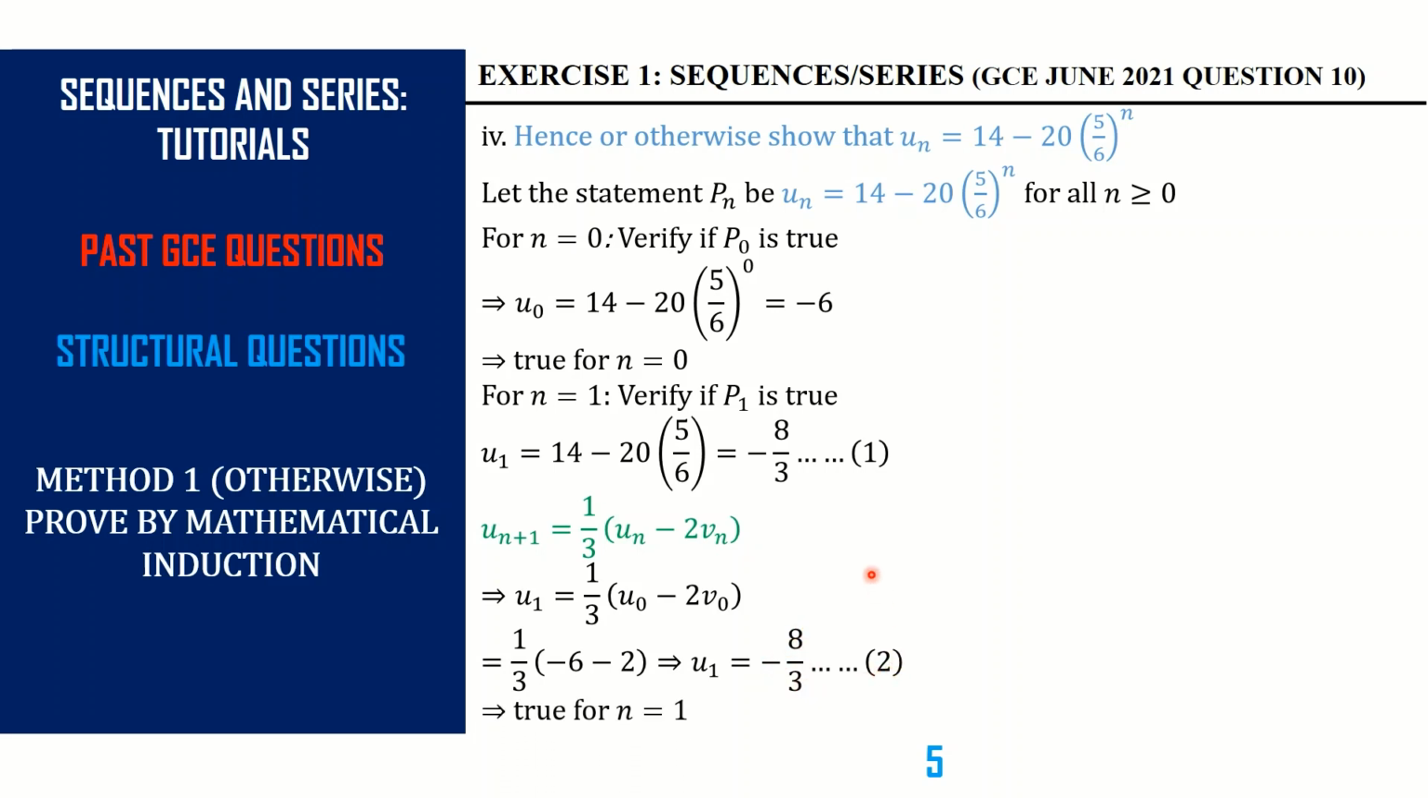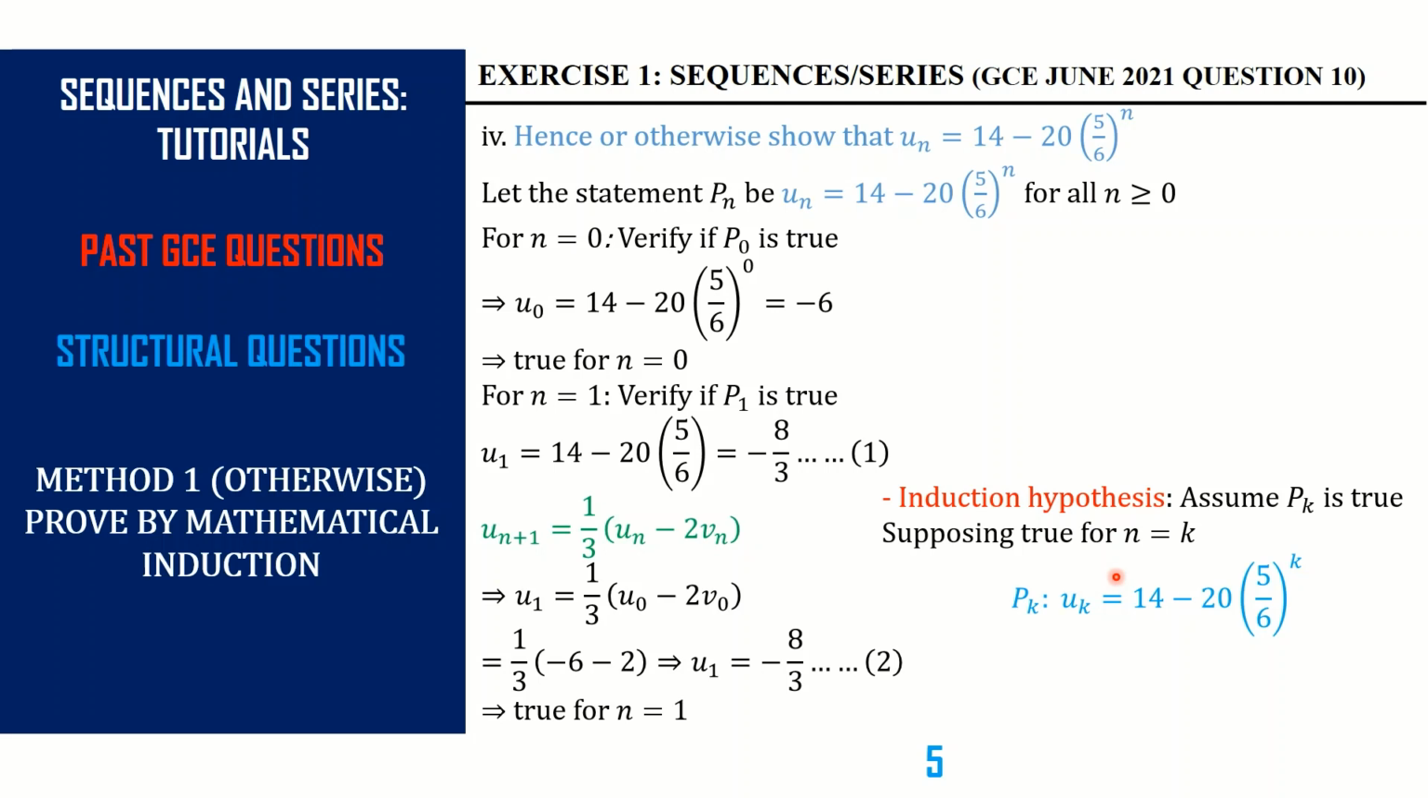Since these two equations are the same, equation 1 is equal to equation 2, then we can conclude that u of 1 is actually negative 8 on 3. So the statement is true for n equal to 1. Now we proceed by using the induction hypothesis, meaning we assume that the statement p of k is true.